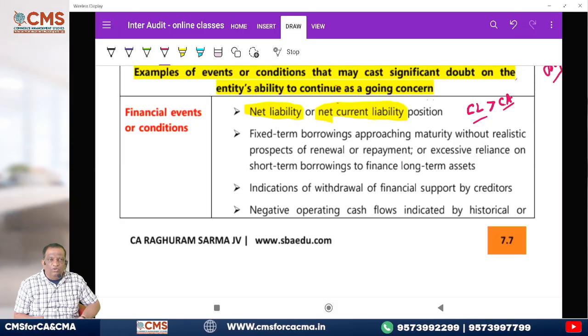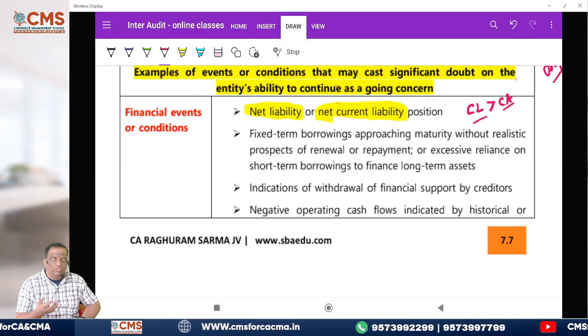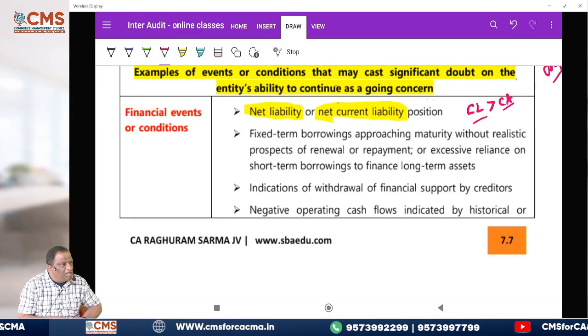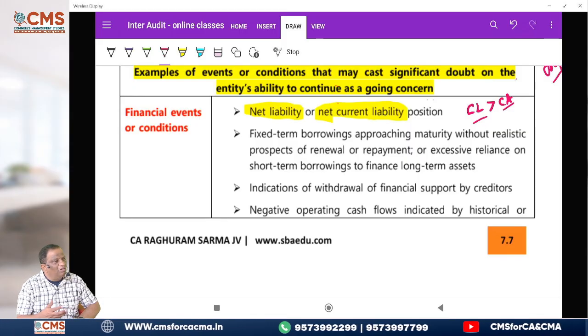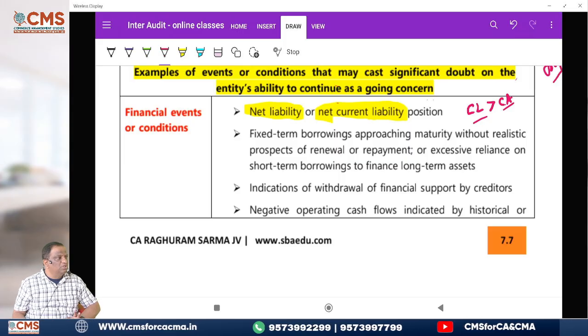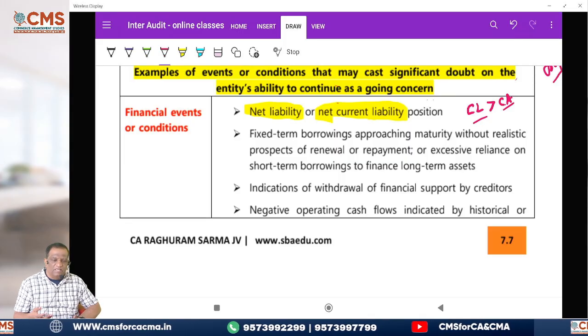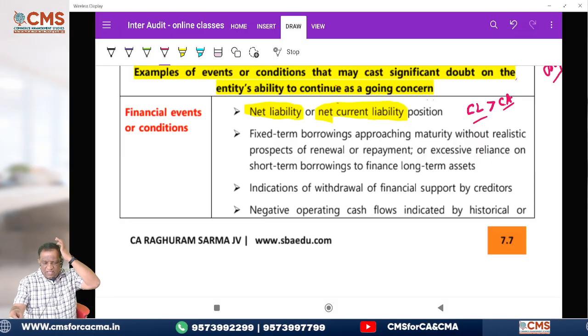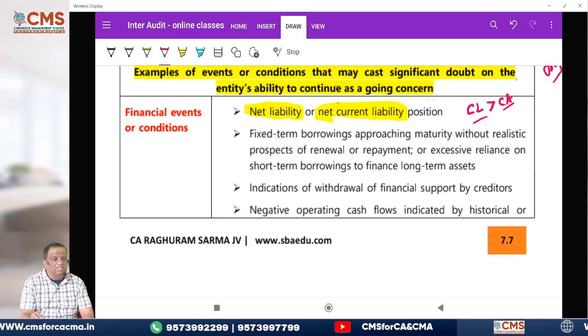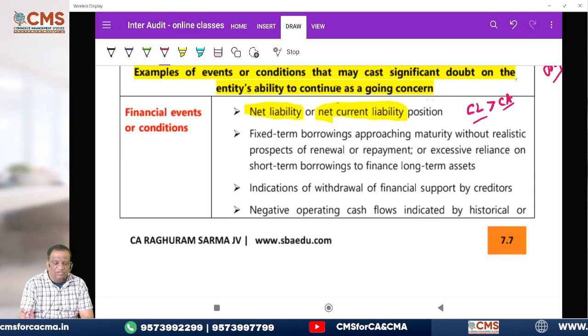If you don't have money to pay salaries, you may have the building, but employees stop working. If you don't have money to buy raw material, your production will stop. If you don't have money to advertise, your sales will go down. That's why any net liability position is one of the biggest indicators of financial difficulty.